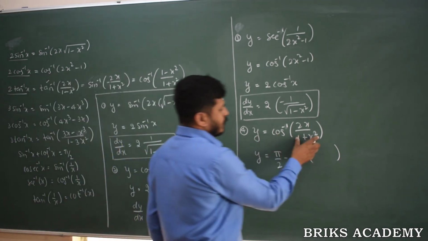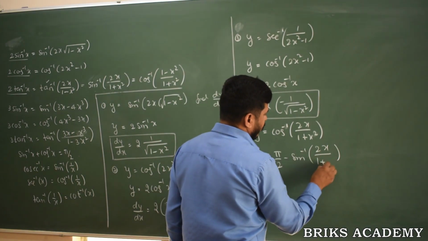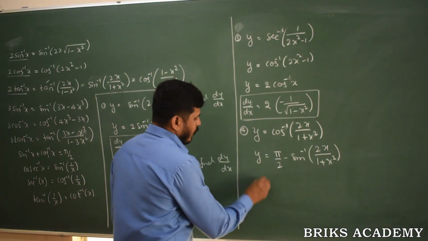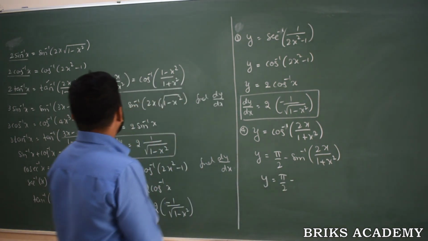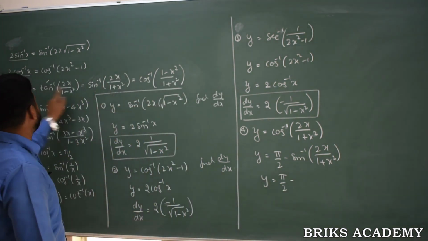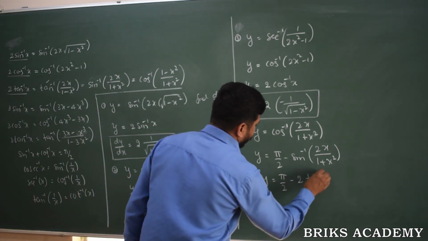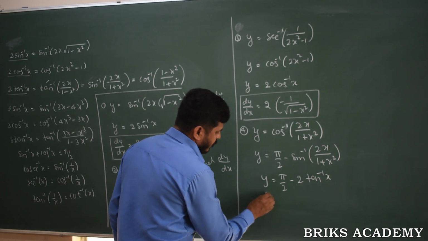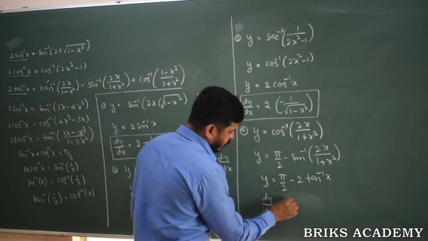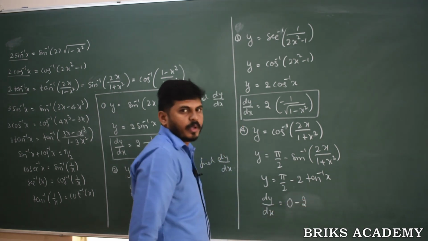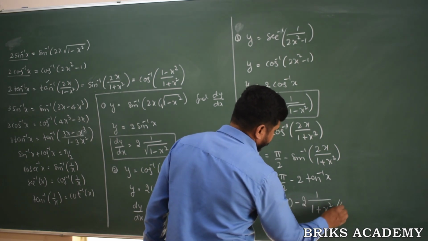So cos inverse something is pi by 2 minus sin inverse something. That is 2x by 1 plus x square. Now y is equal to pi by 2 minus, what is sin inverse 2x by 1 plus x square? It is nothing but 2 tan inverse x. So I will make use of the 2 tan inverse x formula. Now differentiate. dy by dx is equal to, differentiation of pi by 2 is 0, minus 2 into differentiation of tan inverse x, which is 1 by 1 plus x square.